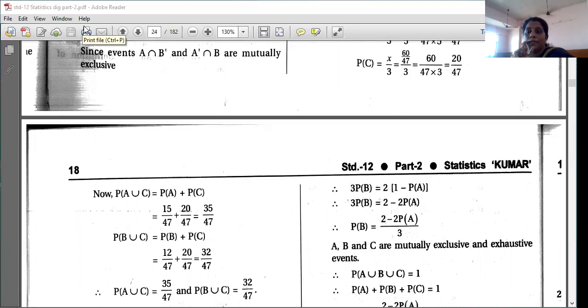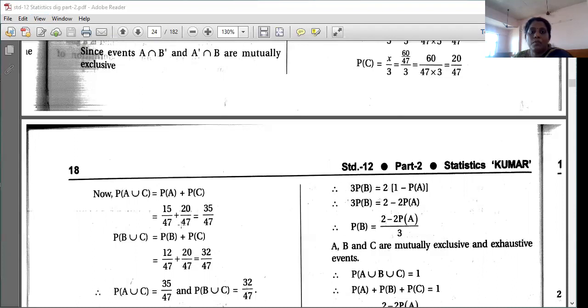Now, if it is given in the law of addition that the events are mutually exclusive and exhaustive, then your formula changes. So P of A union C is P of A plus P of C. Minus P of A intersection C does not exist; that is only in the normal law of addition of probability. Here the condition is already given in the question, that the events are mutually exclusive and exhaustive, so your formula has changed. So 15 by 47 plus 20 by 47 comes to 35 by 47.